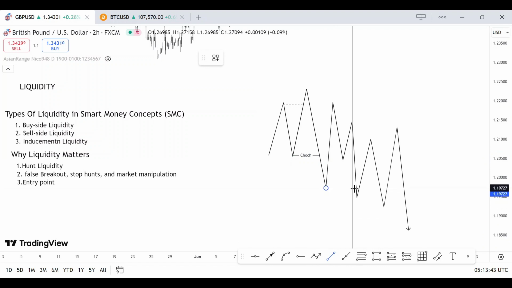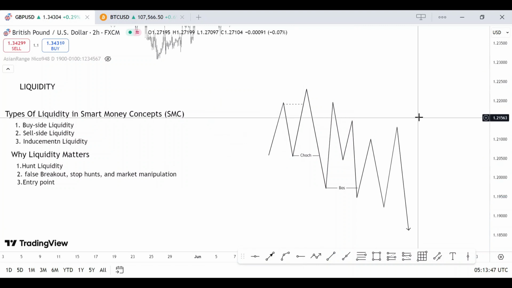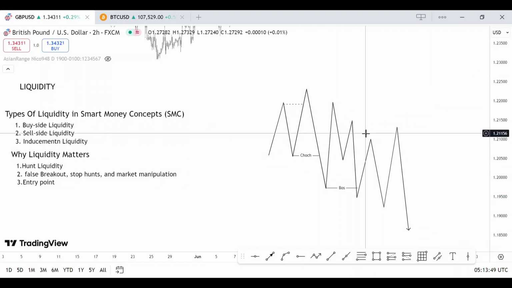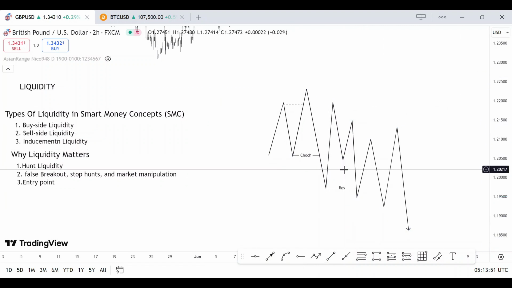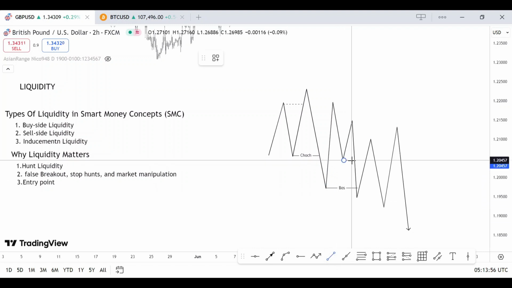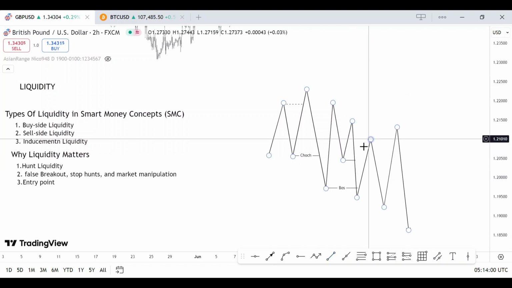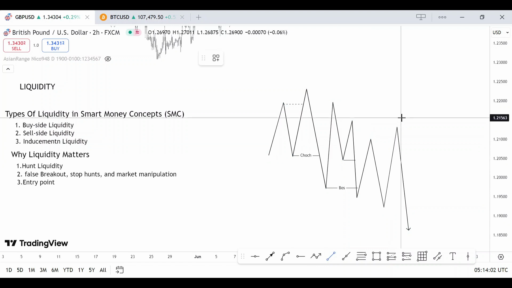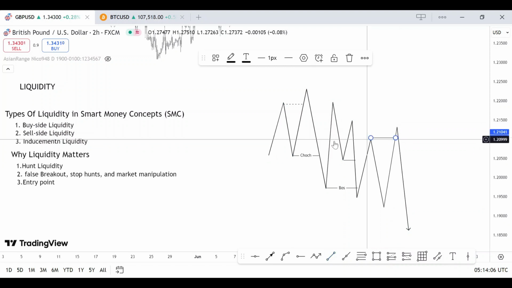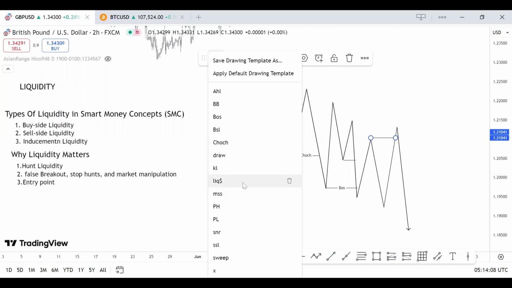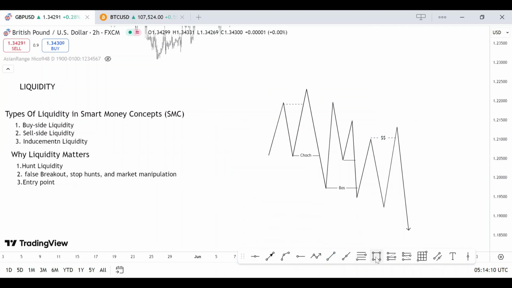again broke structures, break of structure. So we start looking for sells. So we see there's another break of structure. There's another break of structure here. And we said the first pullback after a break of structure is usually your inducement liquidity. Let's mark this as liquidity.